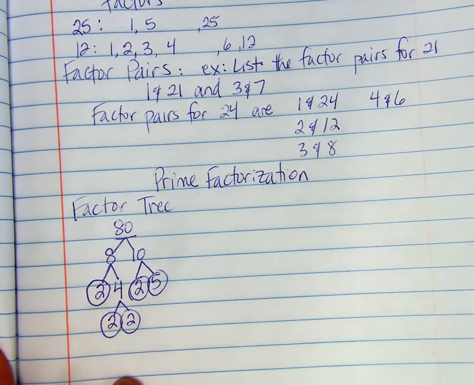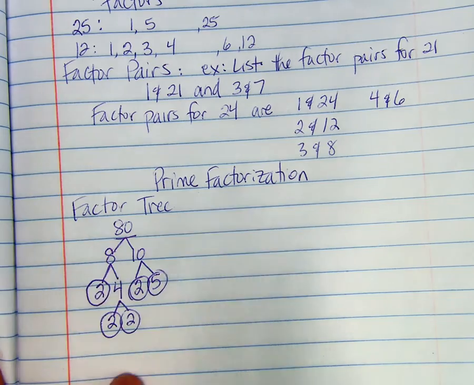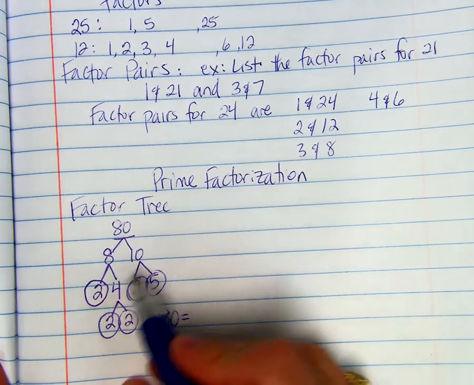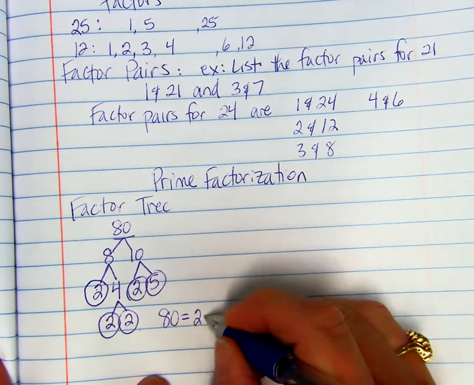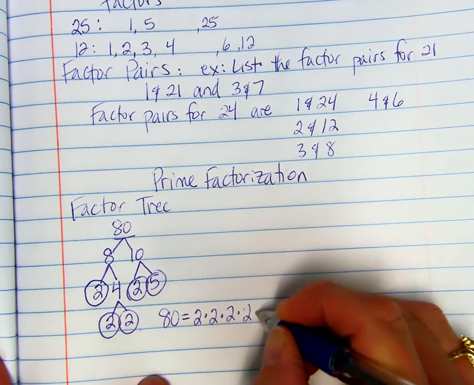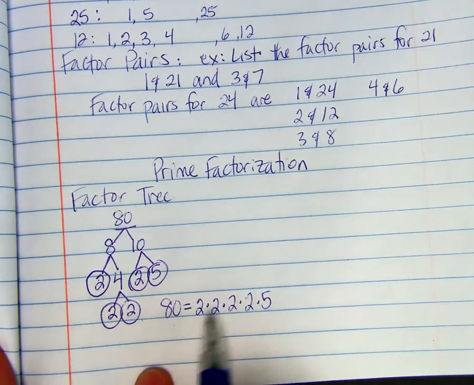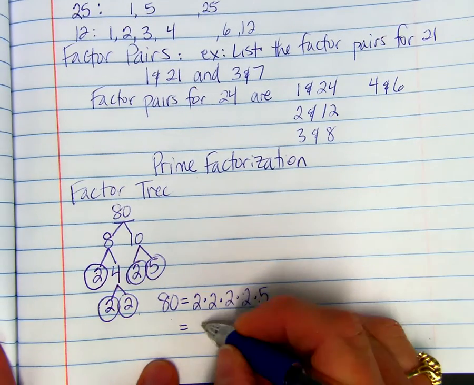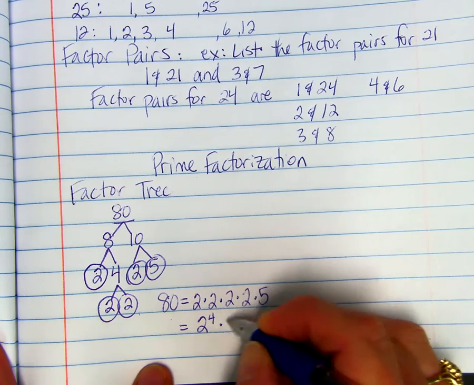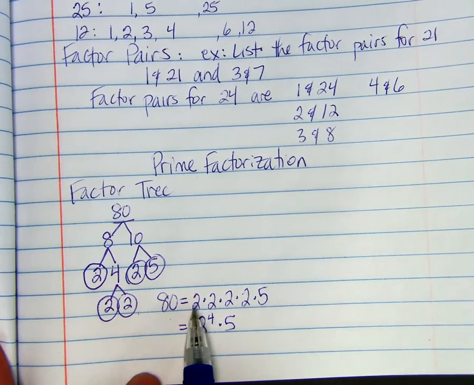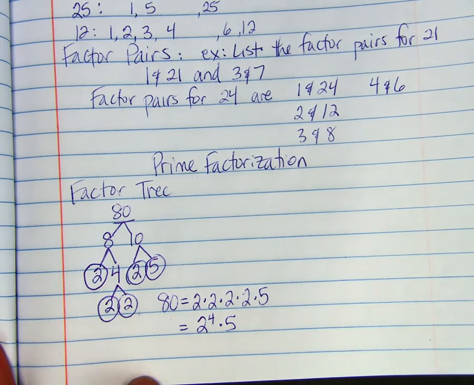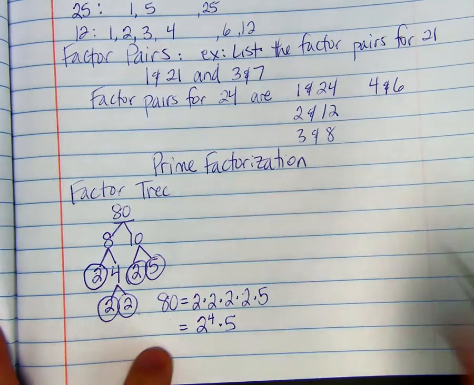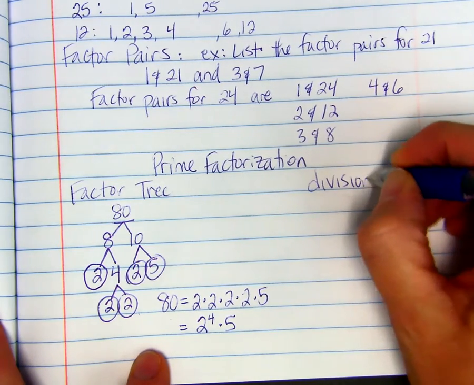And when we write the prime factorization, we have to write it out as 80 equals, and then you're going to list 4 2's, so 2 times 2 times 2 times 2, and then times 5. And you have to have the multiplication dots in between. Now, because we learned about exponents yesterday, we're going to write using exponents. So instead of writing 2 times 2 times 2 times 2, we're just going to put 2 to the 4th. Then we have a division by primes.